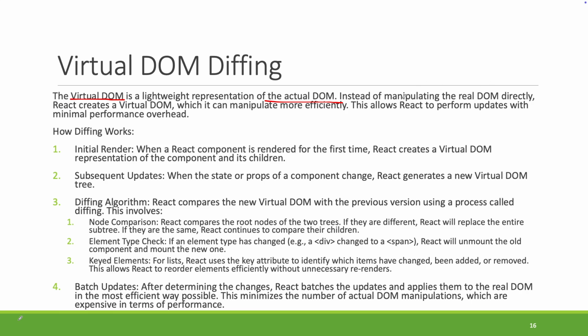Okay, instead of manipulating the real DOM directly, React creates a virtual DOM. It can be more efficient because we can do a diffing, then reuse the actual DOM. I will draw a diagram in a minute, okay? This allows React to perform updates with minimal performance overhead. How diffing works inside React. On the initial rendering, when the React component is being rendered for the first time, React creates a virtual DOM representing the component and its children.